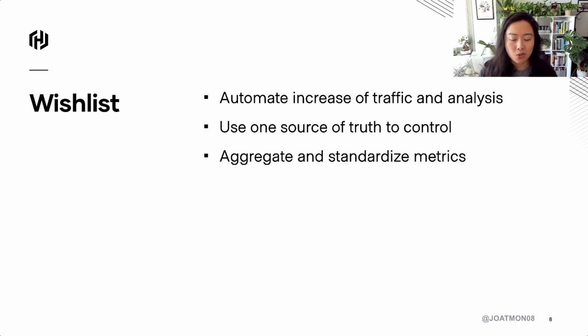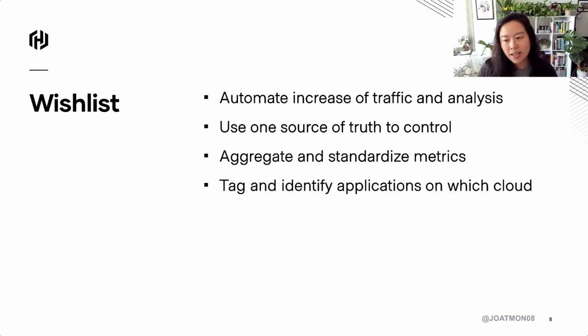Depending on the older environment, I might not have the same kind of metrics that I want in the new environment. If I'm, let's say, replatforming from virtual machines to containers, I might use some of the container metrics libraries out there that actually give me some of the information out of the box. The last thing I wanted was to be able to tag and identify applications on each cloud. This is important from an audit standpoint, and it also is important for me to know which application I was parsing a certain percent of traffic to.